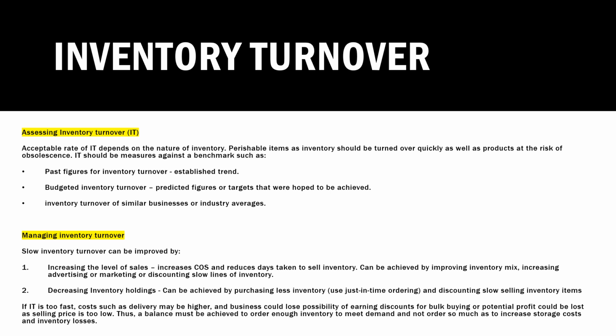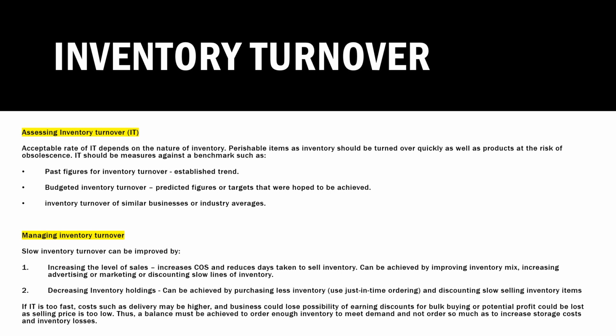So usually, what sort of things can we measure it against? A benchmark such as the past figures for inventory turnover, so history that shows an established trend. Then a budgeted inventory turnover: what did we think is going to happen? So what are the predicted figures or targets? Next, the inventory turnover of similar businesses or industry averages.